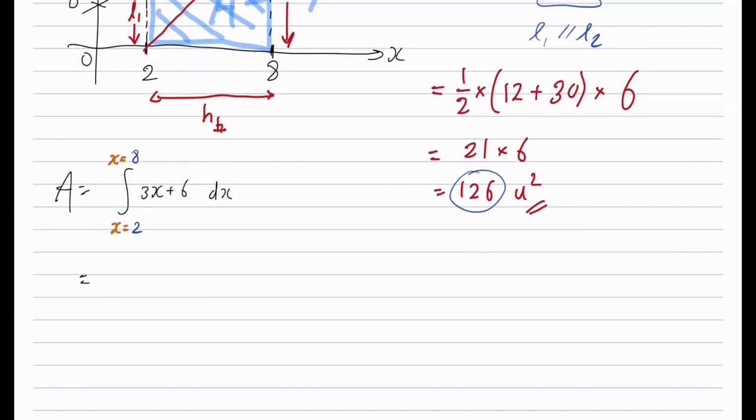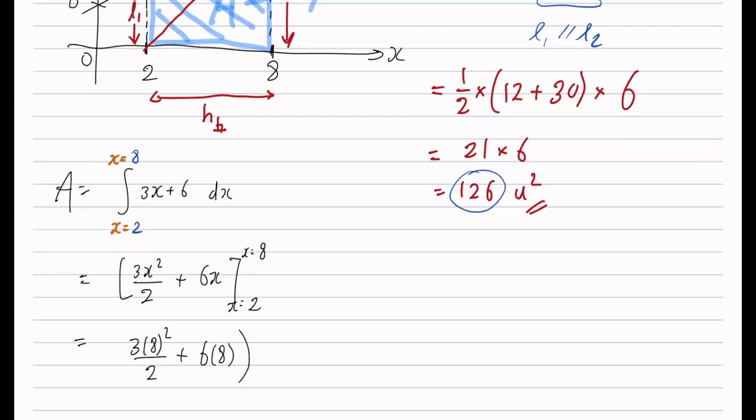Let's see. So integrate 3x, you get 3x squared over 2. Integrate 6, you get 6x. Draw a pair of square brackets, x equals 2, x equals 8. Substitute in. So 3 times 8 squared over 2 plus 6 times 8, minus. Copy the same thing, but replace the 8 with a 2.